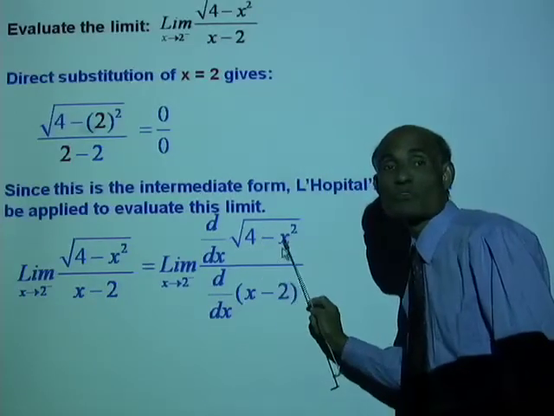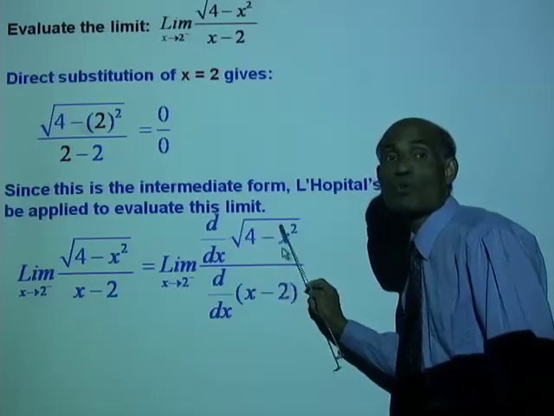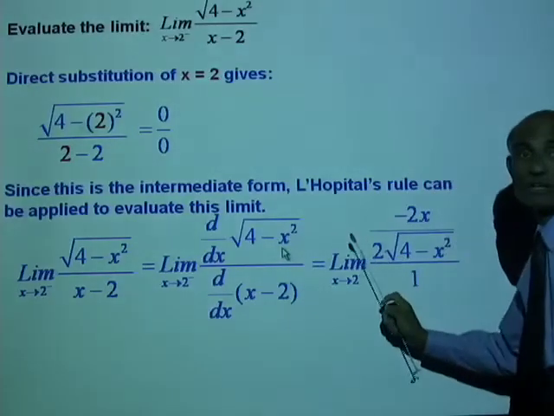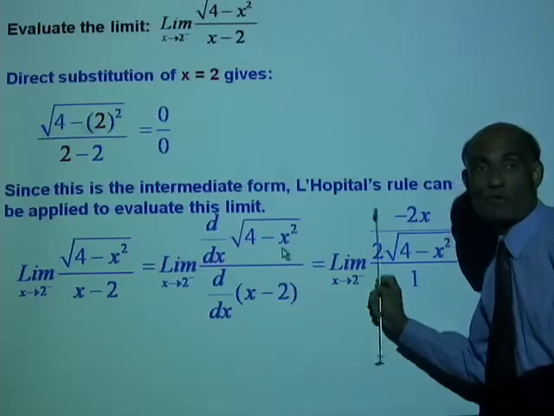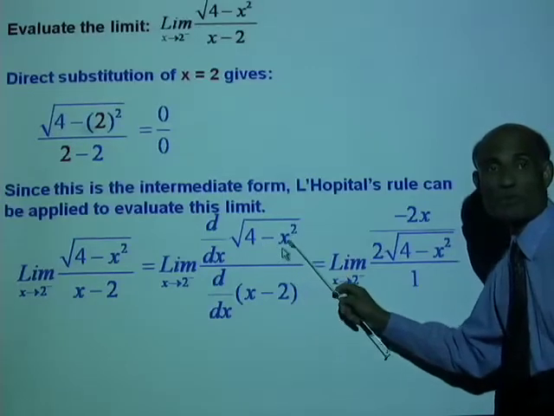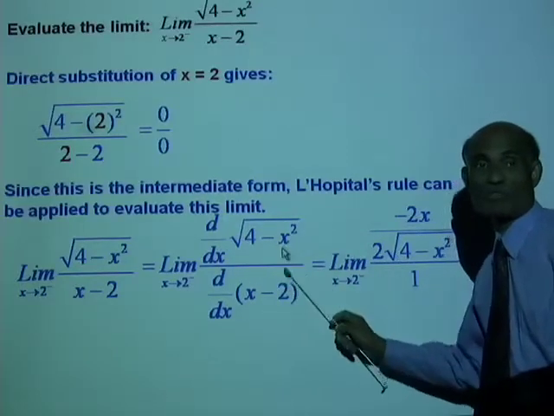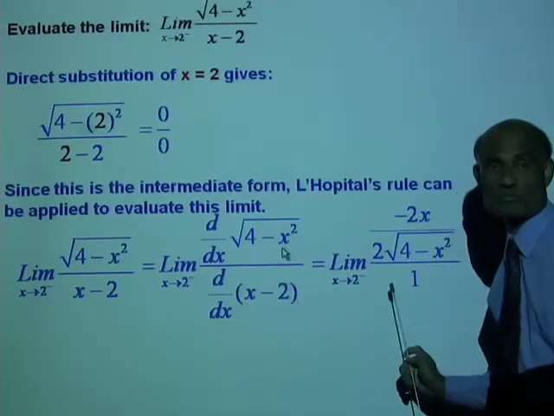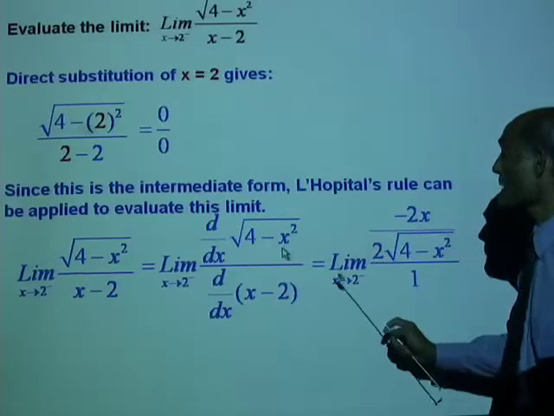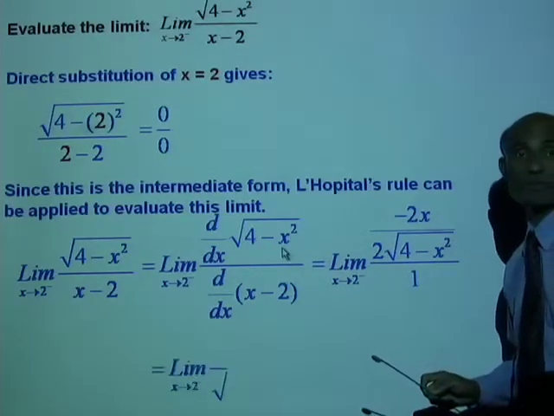So the derivative of this will be negative 2x divided by 2 times square root of 4 minus x squared, and the 2 and 2 will cancel. That's the derivative of the numerator. And what is the derivative of x minus 2? That is 1. Now, can you replace x by 2 and see what happens?